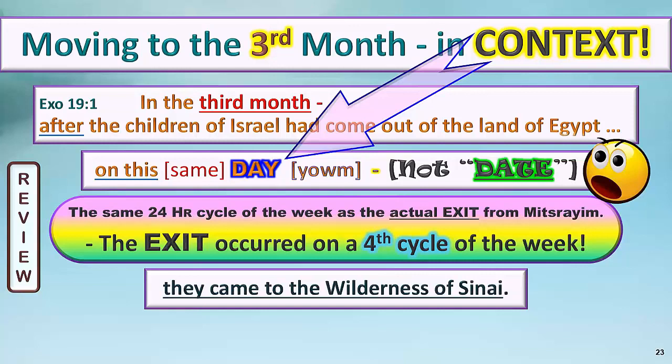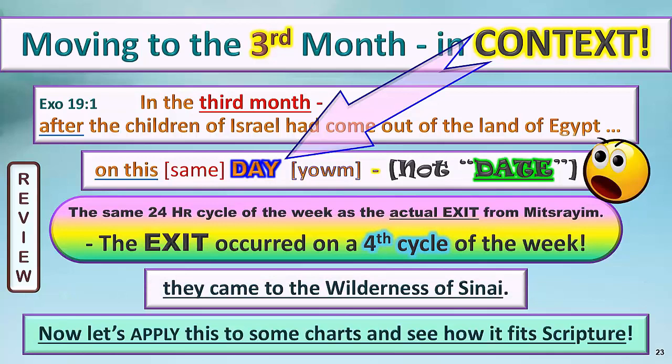The exit occurred on a fourth cycle of the week. So we need to look at our context here. Context, context, context. The word is yom, or day. It does not say date. It's day. Why? What does this little thing mean so much? Well, it changes a lot. Now let's apply this to some charts and see how it fits Scripture.